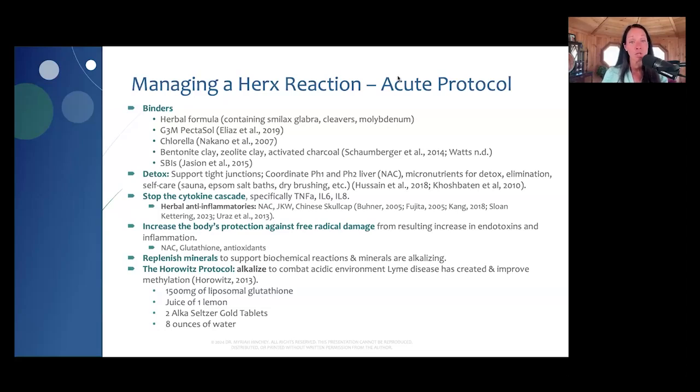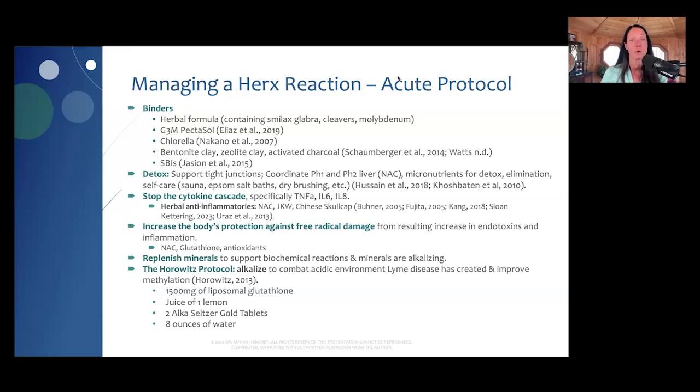And then there are various herbs that we can use to help to inhibit the inflammatory cytokine cascade. My favorites being N-acetylcysteine, Japanese knotweed, and Chinese skullcap. We also need to make sure that we are protecting the body against free radical damage. I love using NAC and glutathione for this. And then also, we need to make sure that we're replenishing minerals and vitamins that are needed to support biochemical reactions.